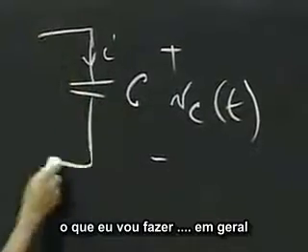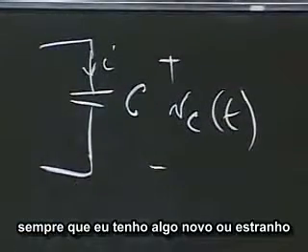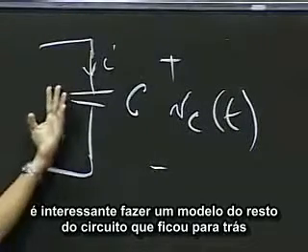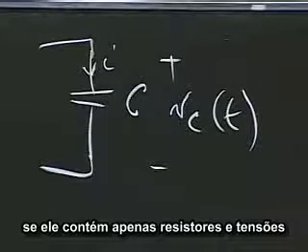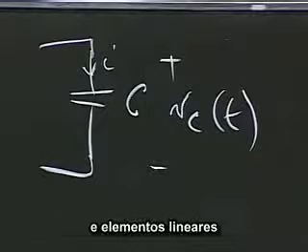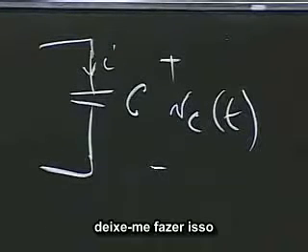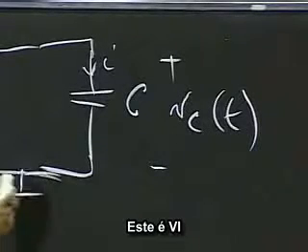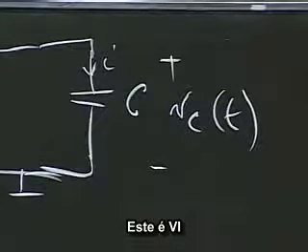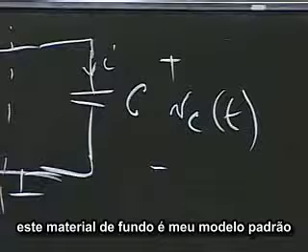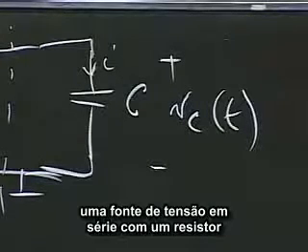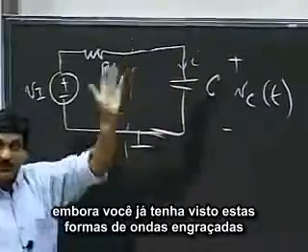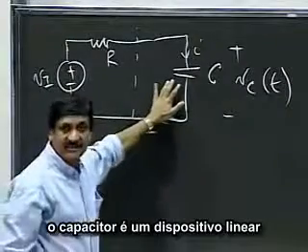Okay, what I'm going to do, in general, whenever I have something new or something strange, let's say like a capacitor or some other device, it's interesting to model the rest of the circuit behind it, if it contains only resistors and voltages and linear elements, as a Thevenin equivalent. So let me do that. Okay, this is R. And this is VI. Okay? So this stuff in the back is my standard pattern, voltage source in series with a resistor, and I connect that across my capacitor. By the way, remember, although you saw those funny waveforms and so on, the capacitor is a linear device.